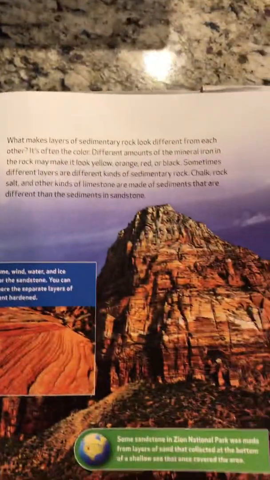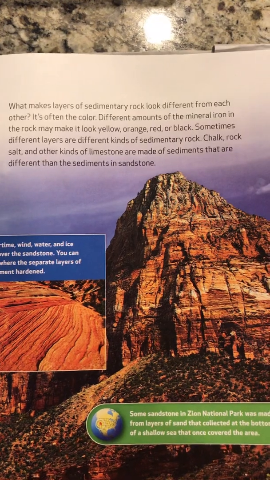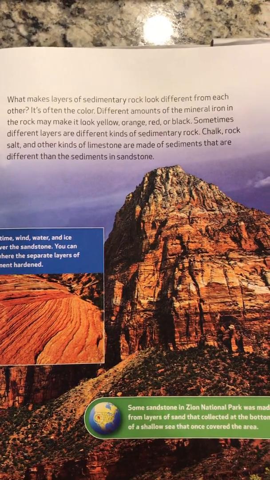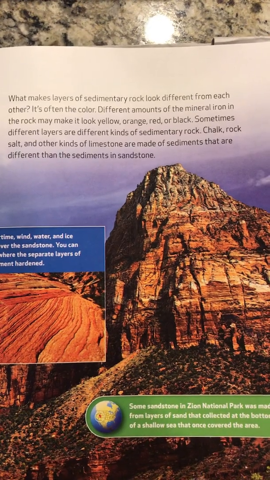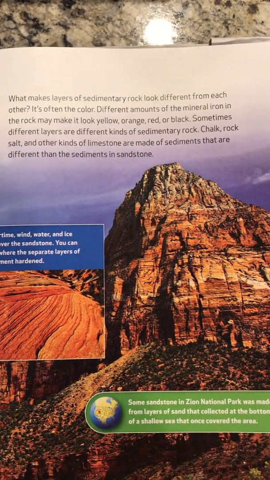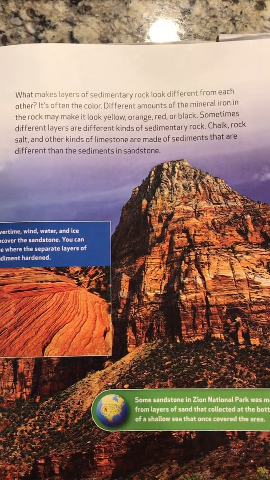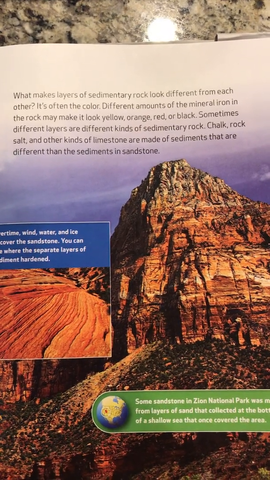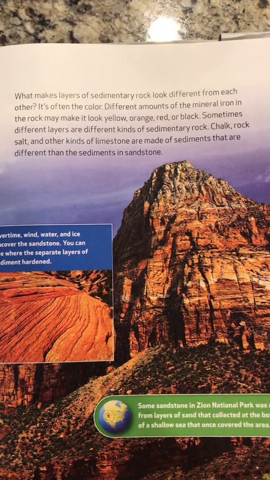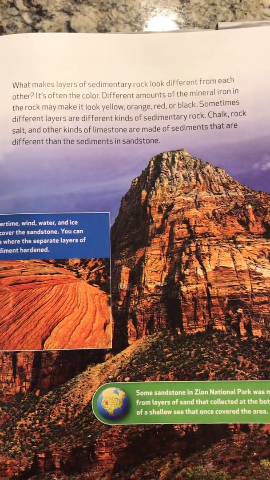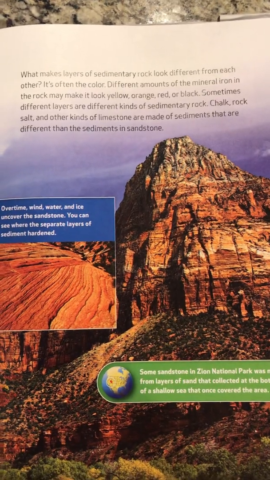Here's some more. What makes layers of sedimentary rock look different from each other? It's often the color. Different amounts of mineral iron in the rock may make it look yellow, orange, red, or black. Sometimes different layers are different kinds of sedimentary rock. Chalk, rock salt, and other kinds of limestone are made of sediments that are different than the sediments in sandstone.